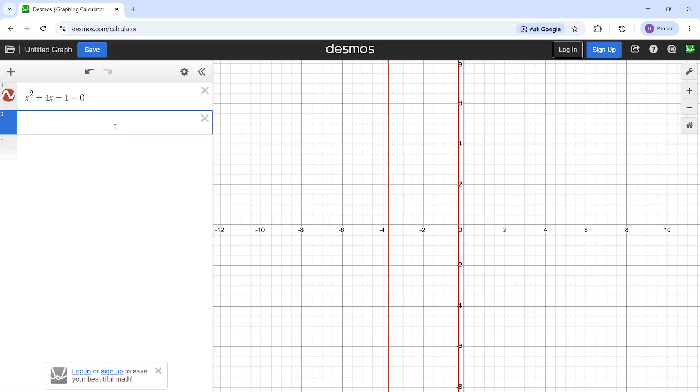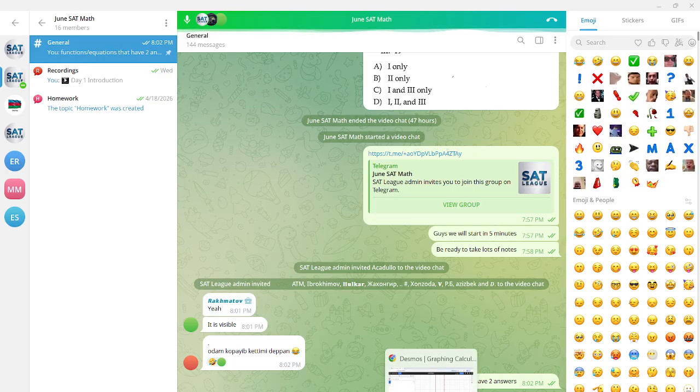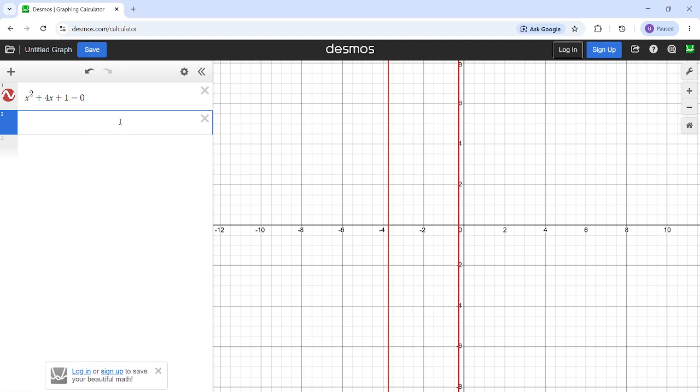Now, this is the Desmos way of solving this question. The other two ways, which I will explain right now, are kind of harder, but they are usually done on paper. You don't use Desmos for them.